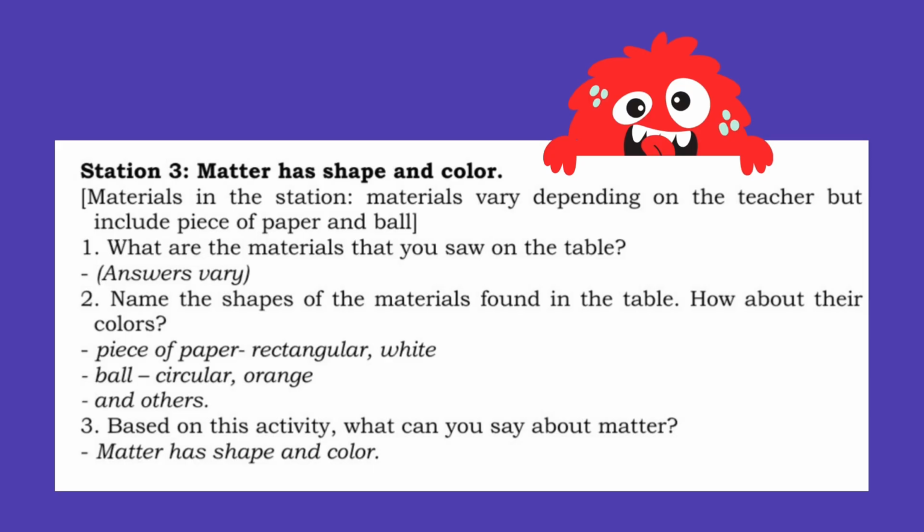So what are the materials that you saw on the table? Name the shapes of the materials. How about the colors? So for example, if it is a piece of paper, it's rectangular and white. If the teacher gave you a ball, it's circular and orange, and others. Based on this activity, what can you say about matter? Matter has shape and color.